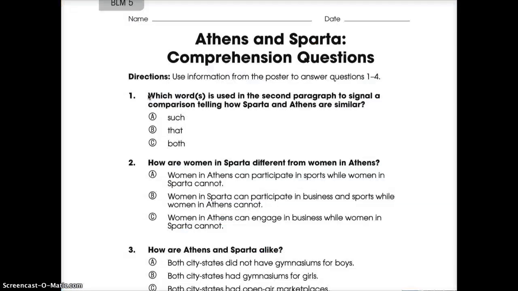Oops, I went the wrong way. The answer, I found it by searching for clue words from the question. So the answer makes sense, and that answer is C, both.